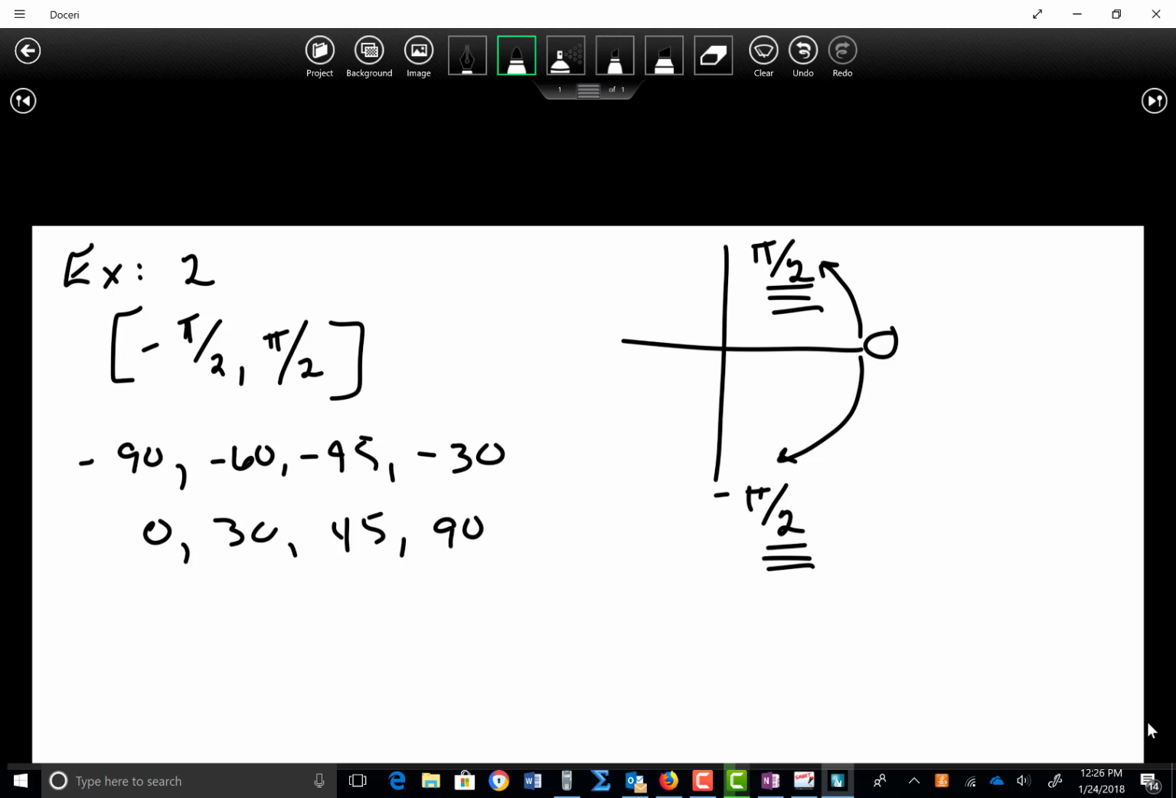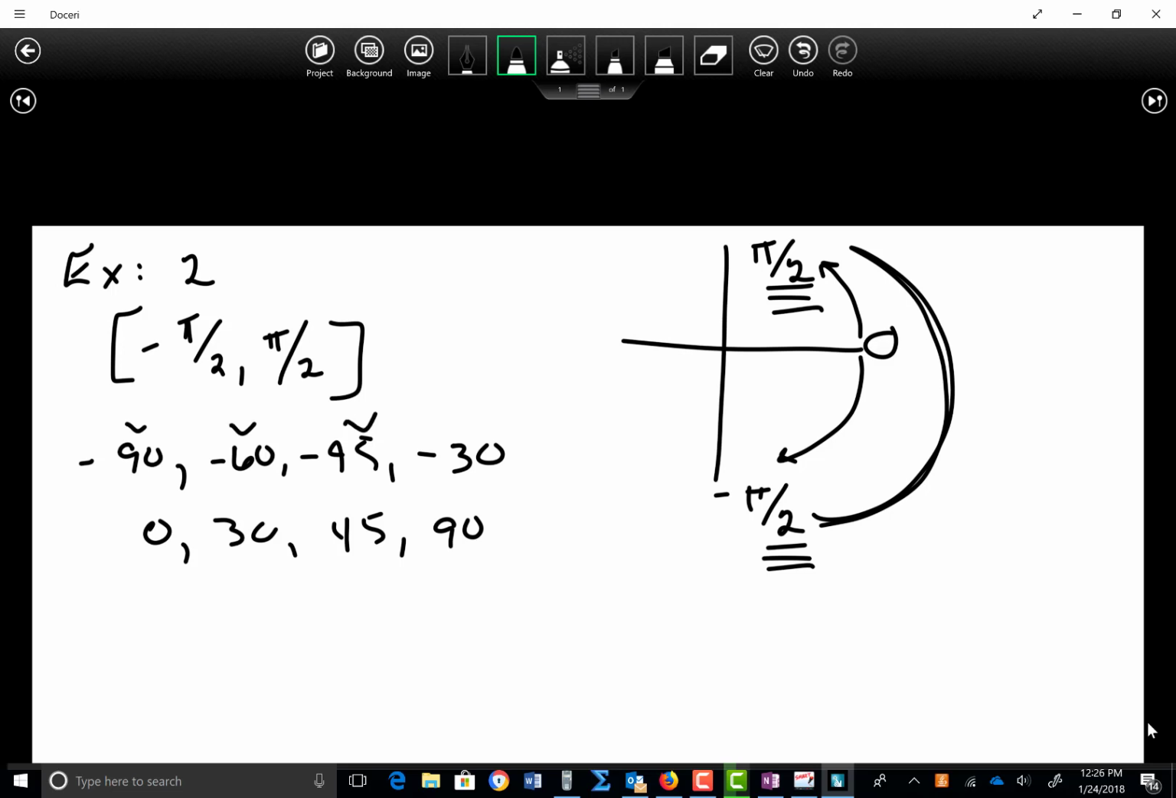So we're only looking at the unit circle in that place. Those are the only things we're looking at. So we're looking at negative 90 degrees, negative 60 degrees, negative 45, negative 30, 0, 30, 45, and 90. That's what's on our unit circle in this area. If we were going to build a table of values, it would have these values on it for the unit circle.